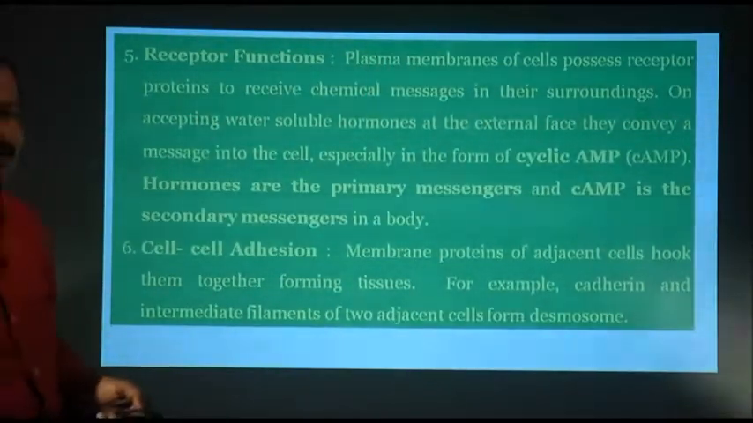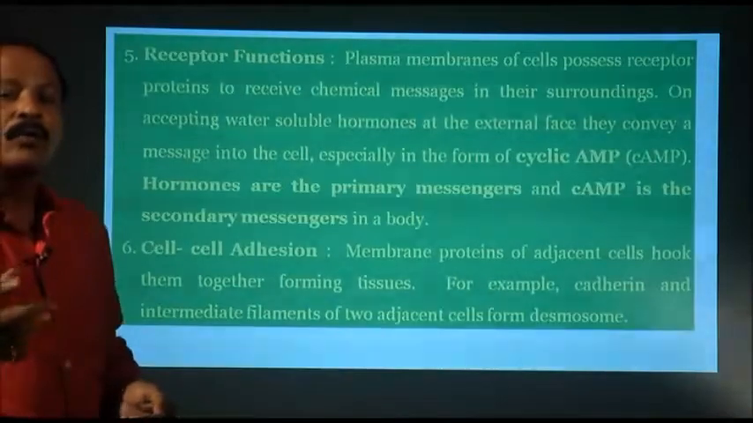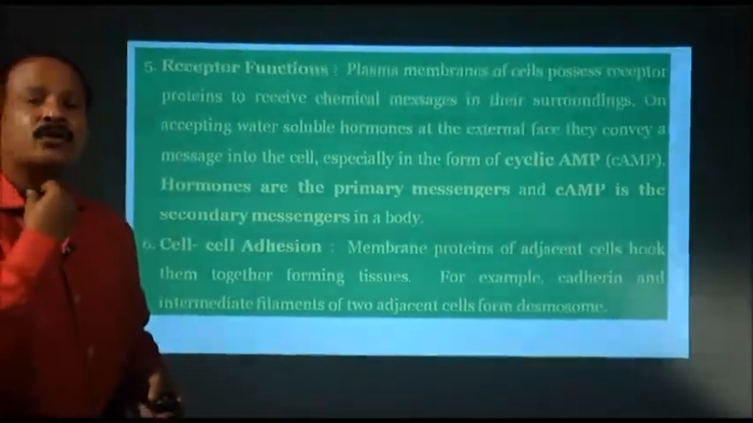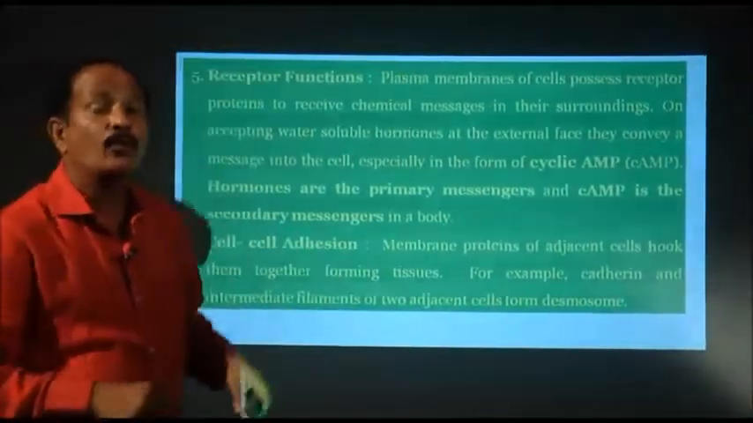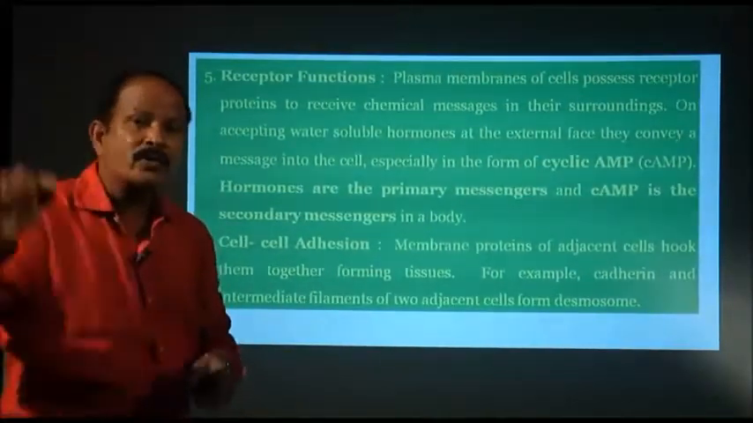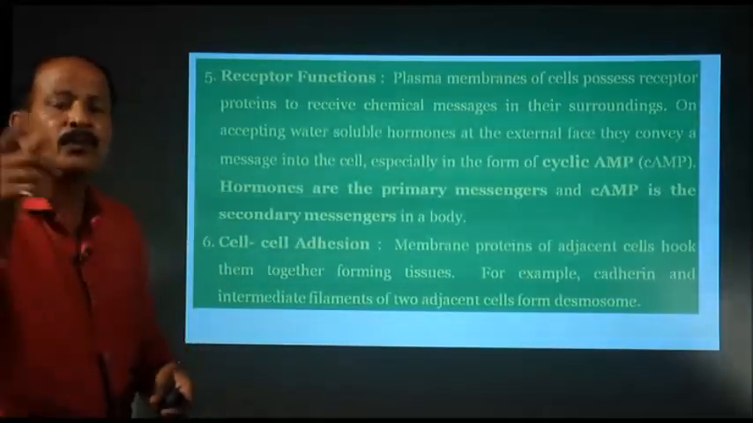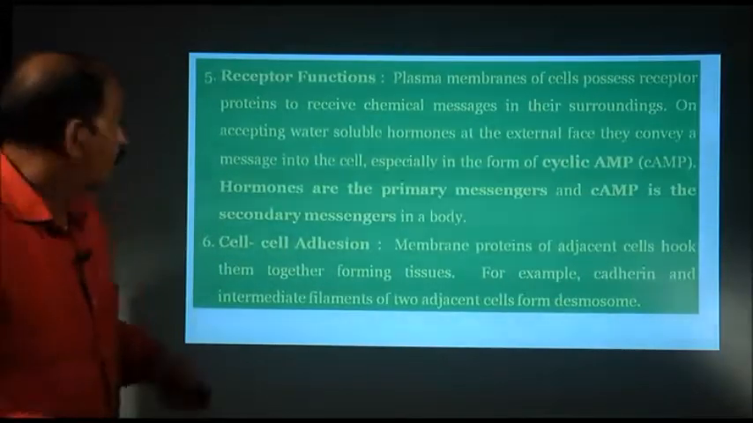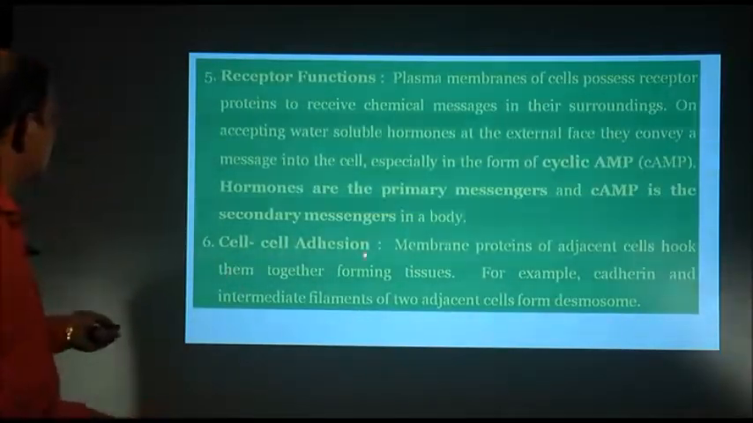Similarly, we see that the coronavirus especially affects the respiratory tract, not the skin. Why? Because the receptors for the coronavirus spikes are present in the plasma membrane of the respiratory tract, not elsewhere. Okay, so next, cell to cell adhesion.